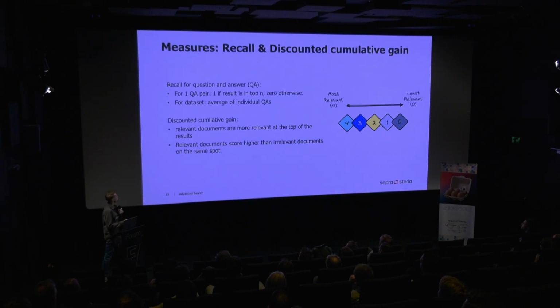And then there's discounted cumulative gain, which is based on a few premises. It's a bit more mathematical, so I'll go just to the premises, which state that documents of equal relevance score higher when they are at the top of your result list compared to the bottom, and relevant documents should score higher than irrelevant documents.